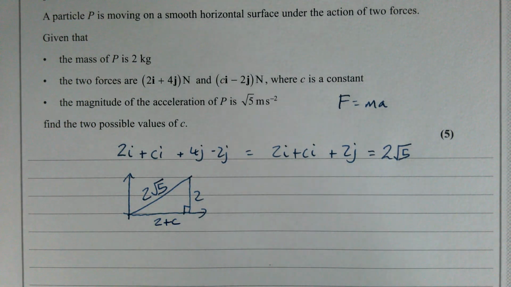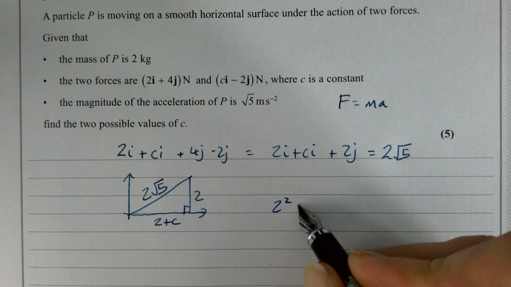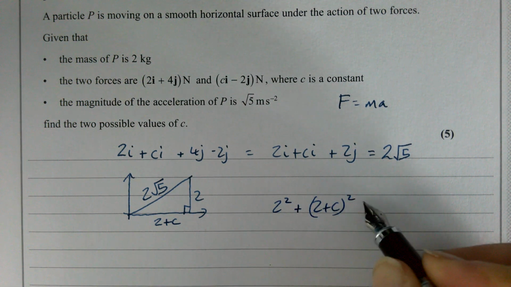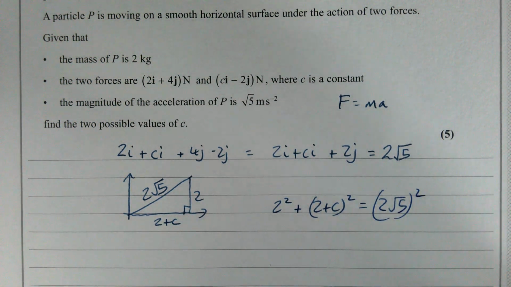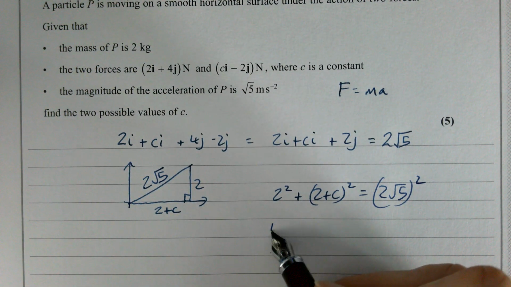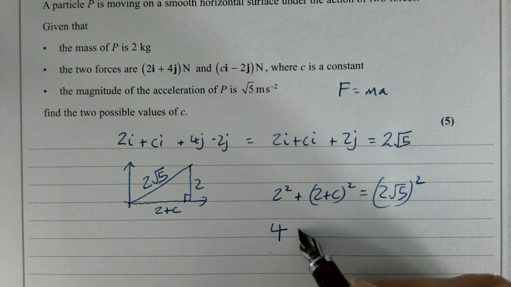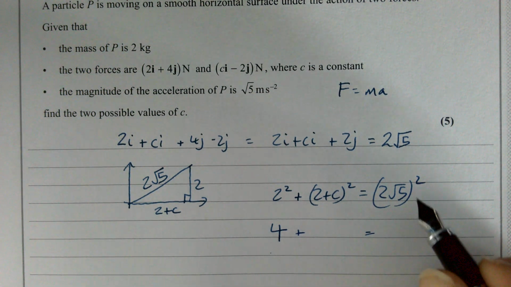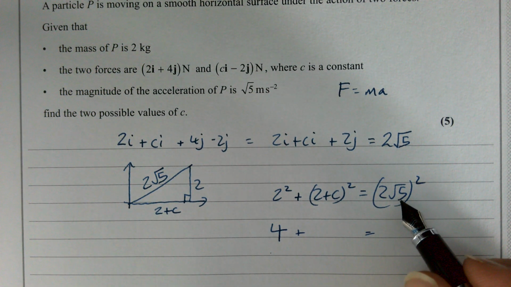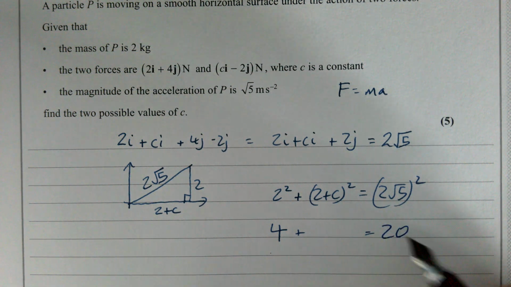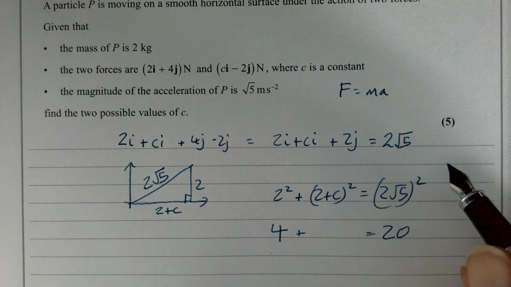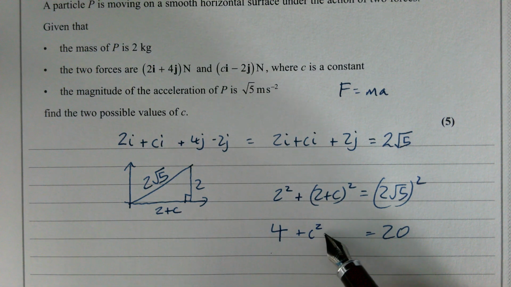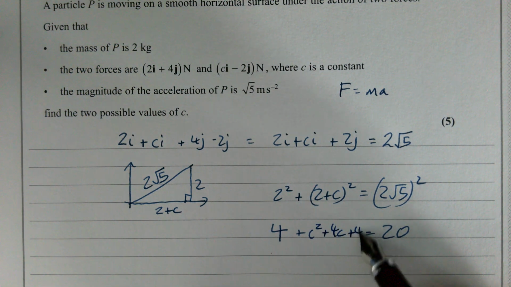So what we know is that, according to Pythagoras, 2 squared plus (2 plus c) squared is going to equal (2√5) squared. So what does that give us? It gives us 4, plus (2 plus c) squared. 2 squared is 4, times 5 is 20, isn't it? And it gives us whatever we get when we expand 2 plus c, which is going to be c squared plus 4c plus 4.